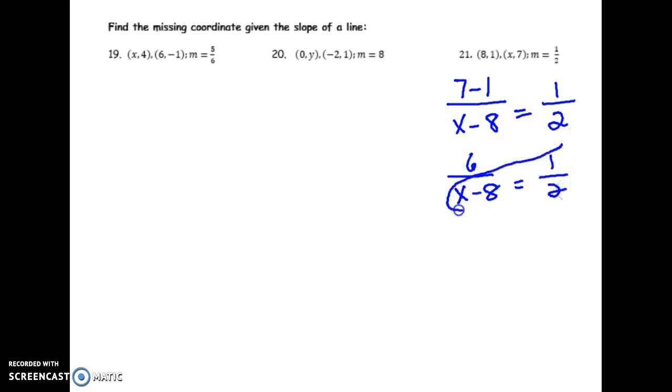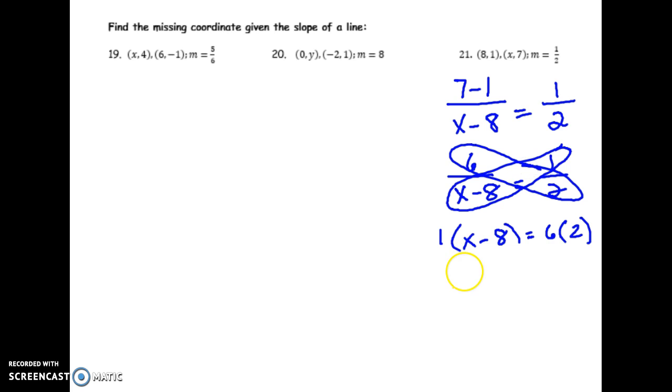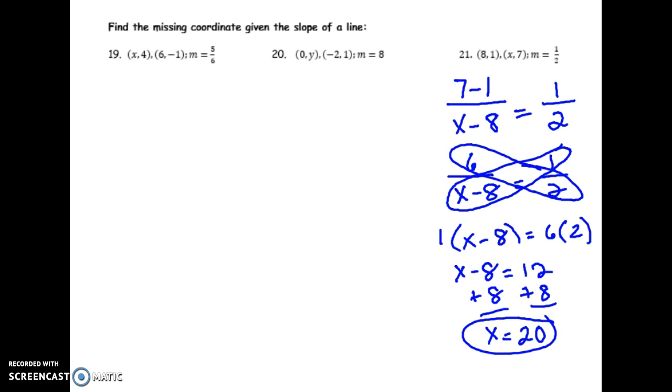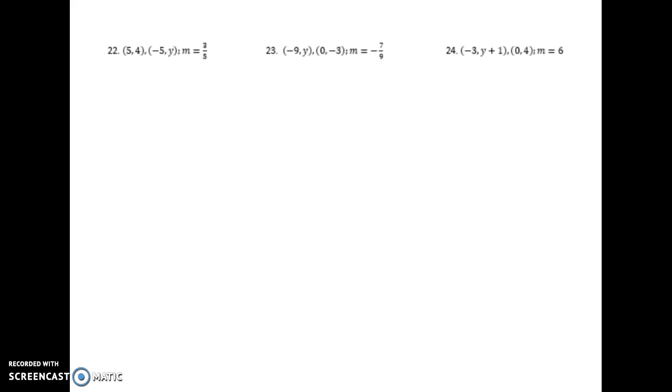When I do my cross products here, I've got 1 times x minus 8 is going to be equal to 6 times 2. If I distribute a 1, I just end up with x minus 8 is going to be equal to 12. And then I'm going to add 8 to both sides. When I do that, my x is equal to 20. So hopefully you get that for your answer, and if you didn't, you see your mistake. Okay, moving on to number 22.